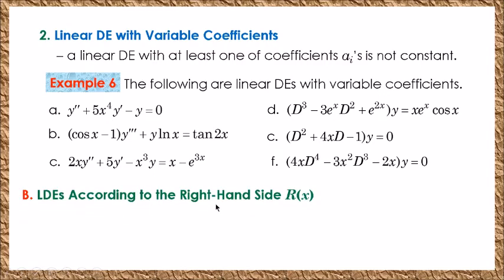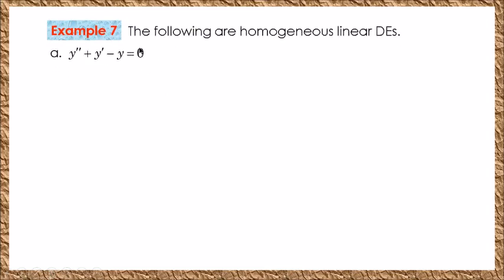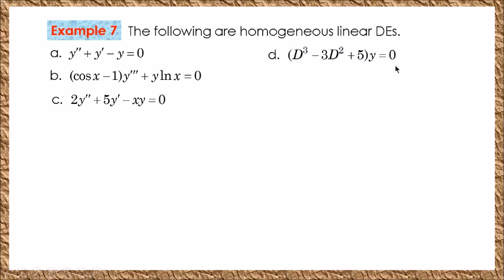Linear differential equations according to the right-hand side. Homogeneous LDE. So when do we say that it is a homogeneous LDE? If the right-hand side of the linear differential equation of order n is equal to 0. So examples, we have, this is the right-hand side, r of x, 0. So 0 for the second one. Also 0 for the third. 0 for the fourth. R of x for the fifth, so this is actually E. And then for F, we have also 0 on the right side.